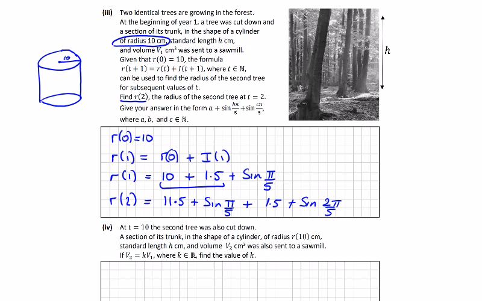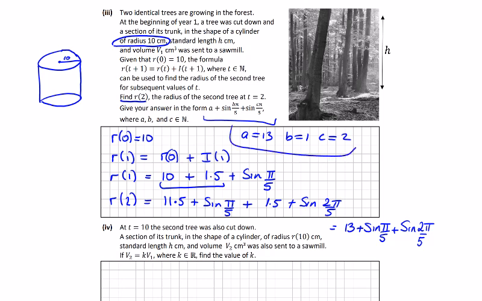So that's going to give me 13 plus the sine of pi over 5 plus the sine of 2 pi over 5. Is that what we were asked to show? We have a plus the sine of b pi over 5. Okay, so a is equal to 13, b is equal to 1, and c is equal to 2. 3 solutions here.